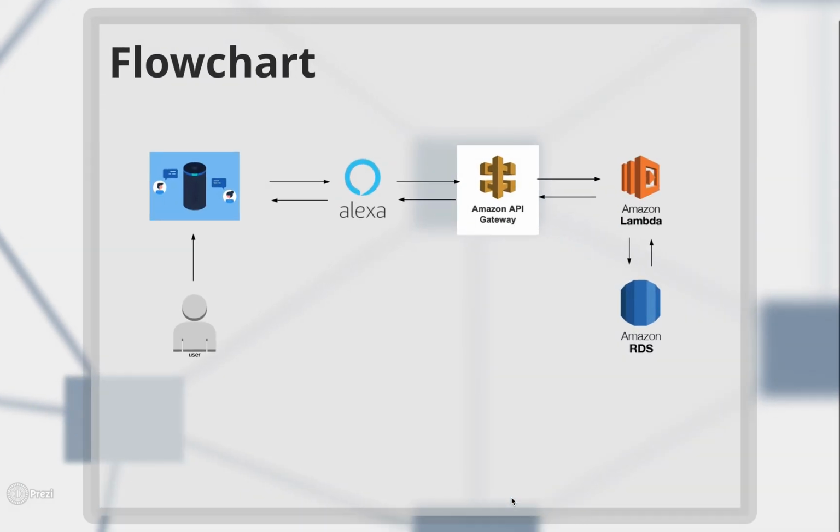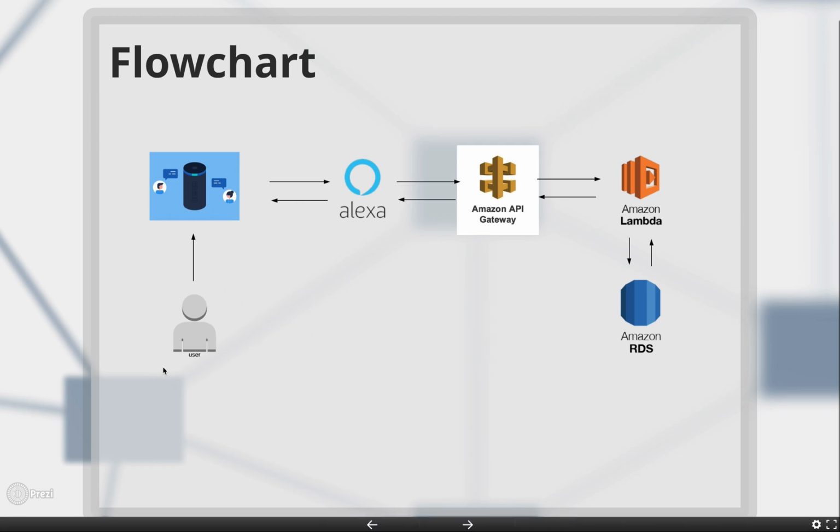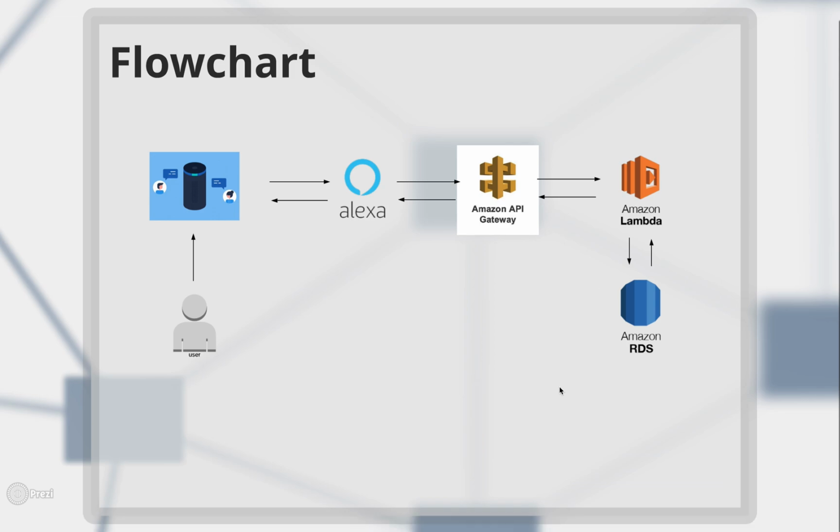Here is a simple flowchart that shows us how the different components are going to interact with each other. The user would interact with the Alexa, which in turn would call the Alexa skill, which would call the Amazon API gateway, where we are defining all the API endpoints, which are basically Lambda functions that would read the database from Amazon RDS.